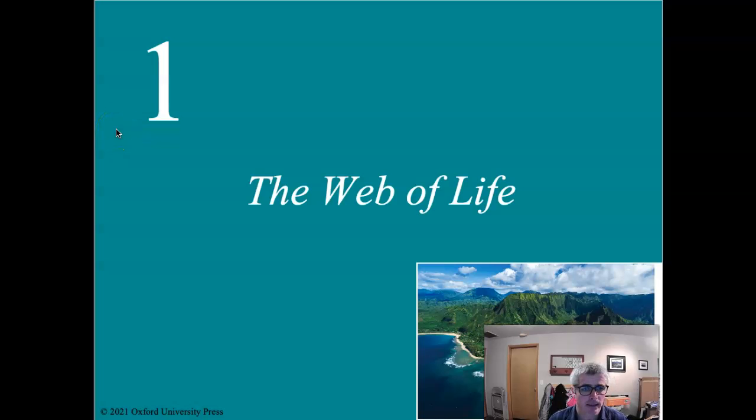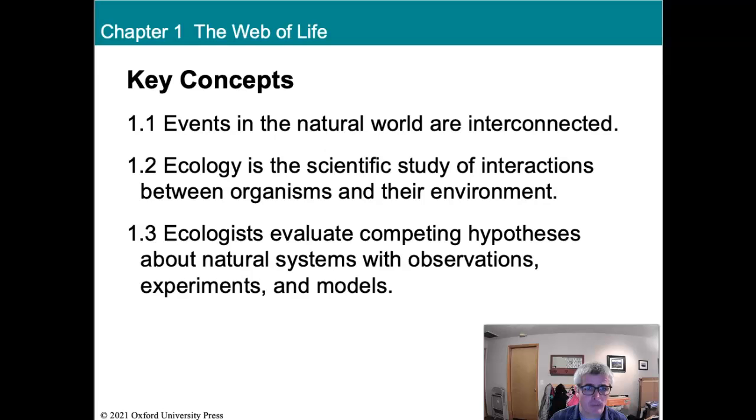This lecture is part one of two for the first chapter of the book, Web of Life. And this chapter deals with a few key concepts. One is events in the natural world are interconnected, and ecology is the scientific study of interactions between organisms and their environment. And ecologists evaluate competing hypotheses about natural systems with observations and experiments and models.